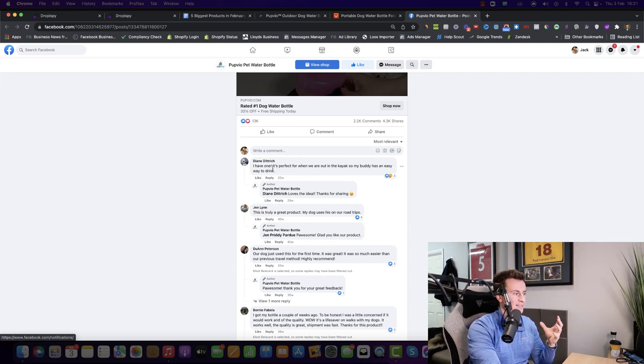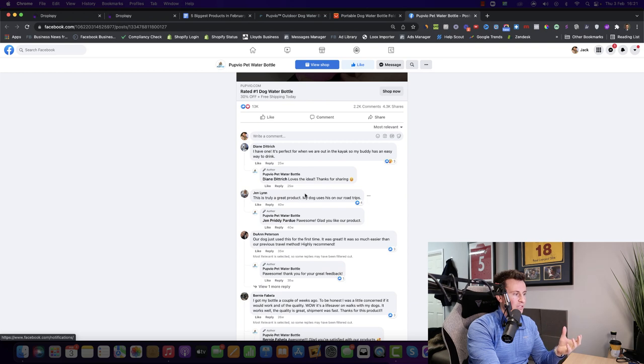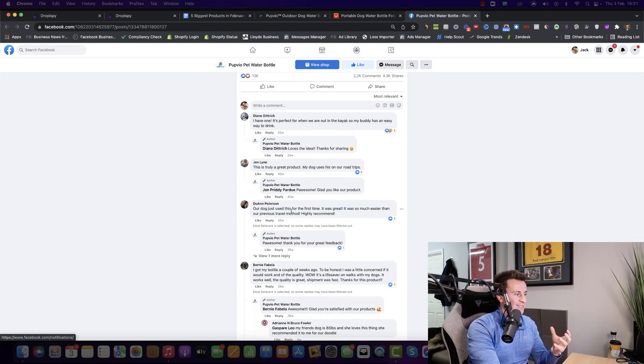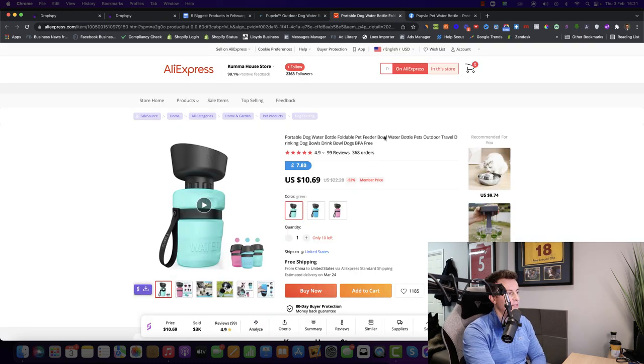So we can see Diane has said that she has one. It's perfect for when we are out in the kayak, so my buddy has an easy way to drink. Jen says, this is a truly great product. My dog uses this on our road trips. Joanne Peterson says, our dog just used this for the first time. It was great. So we can see people are loving this product. It definitely serves a purpose and makes somebody's life easier, and therefore more people are going to be attracted to it. Let's take a look at the supplier found on AliExpress then.